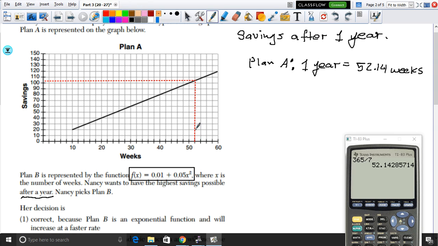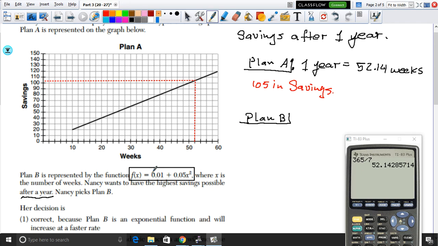So notice that under 52 weeks, we're going to have about 105 in savings, because this is what the graph is telling us. So this is for plan A. Now let's look at plan B. How can we figure out the savings for plan B?